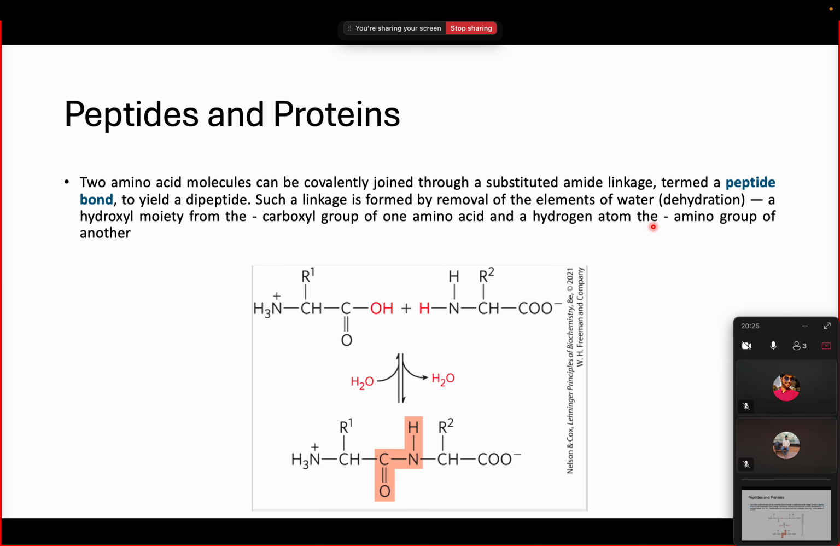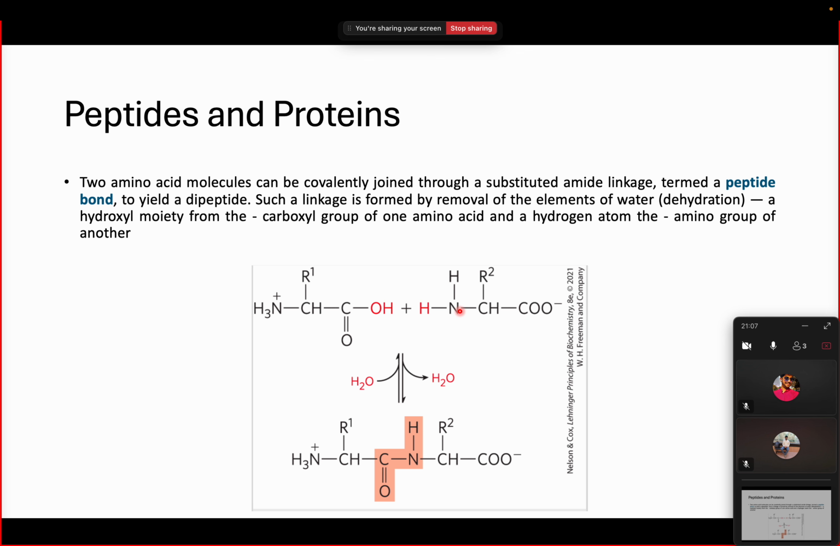Okay. So till now we have discussed the amino acids. So amino acids are what? They are the monomers, correct? And what are proteins? Proteins are the polymers of amino acids. So how are these polymers actually formed, how are they linked together? Two amino acid molecules can be covalently joined through a substituted amide linkage termed a peptide bond to yield a dipeptide. Such a linkage is formed by removal of the elements of water, a hydroxyl moiety from the carboxyl group of one amino acid, and a hydrogen atom from the amino group of the other amino acid.